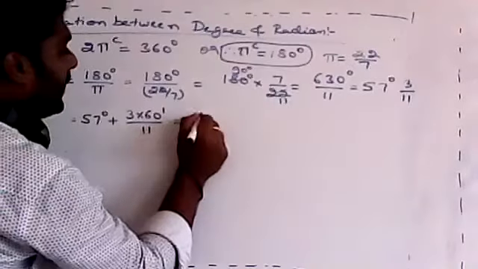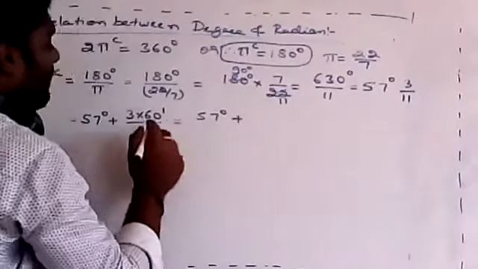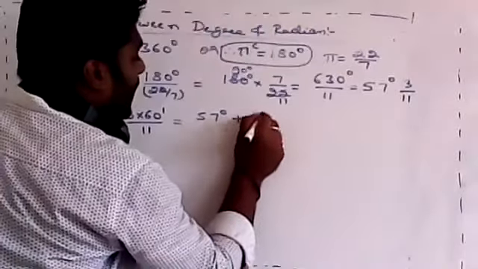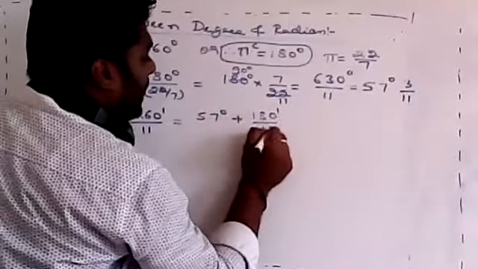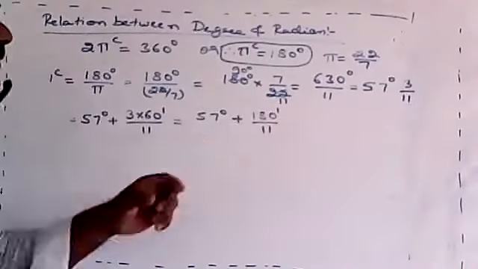57. Here only I'm continuing. 57 degree plus 180 minutes divided by 11. Correct? Now we have to solve for this one. Again for minute we have to solve.